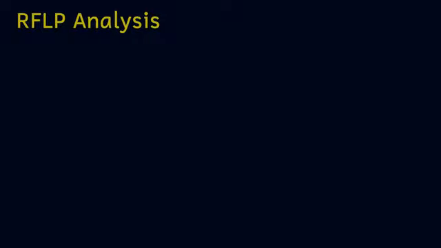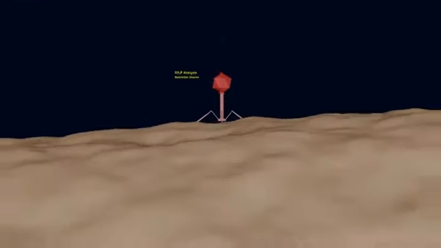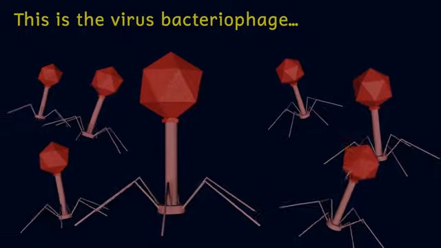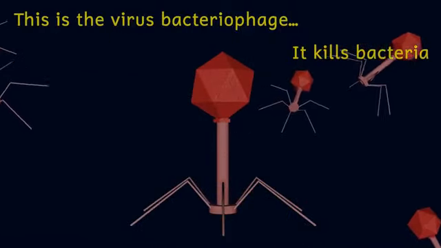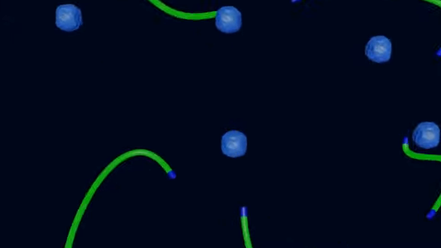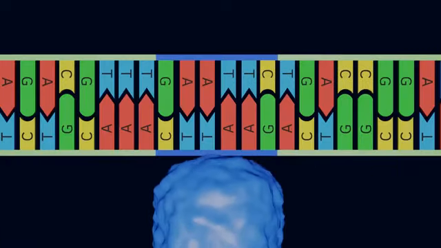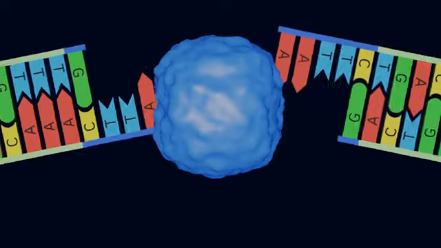RFLP analysis uses restriction enzymes. These are enzymes used by bacteria to protect themselves against viral infections. If you haven't seen my video on bacteriophage, then I introduce restriction enzymes in that video. These enzymes cut DNA into fragments, but they don't cut it randomly. They cut it at very specific, usually palindromic sequences. These are called restriction sites.